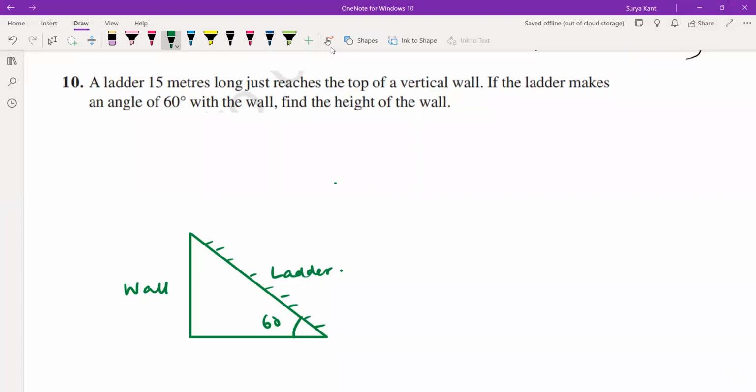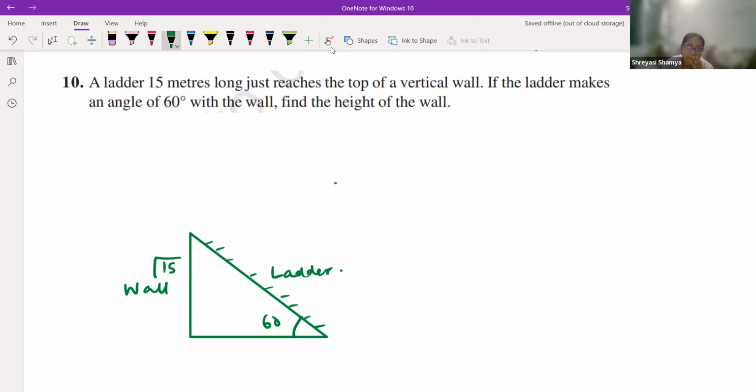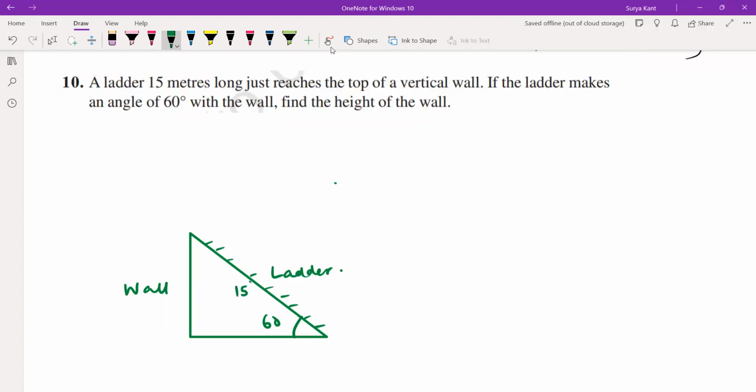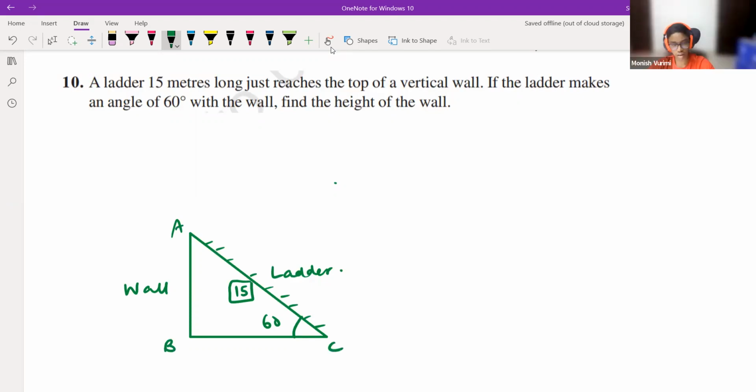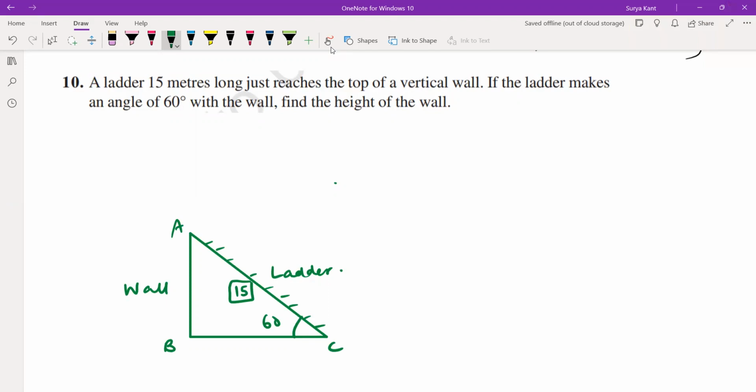Now see here, the ladder is 15 meters long. Wait, the angle is with the wall. Let me write it completely. The ladder is 15 meters long, right? And the upper one is 60 degrees, where the ladder angle A is 60 degrees. Sir, because they said the ladder makes an angle with the wall. It's the angle with the wall, 60 degrees with the wall. Yes, this is 60 degrees, not here. The ladder is making this 60 degrees.